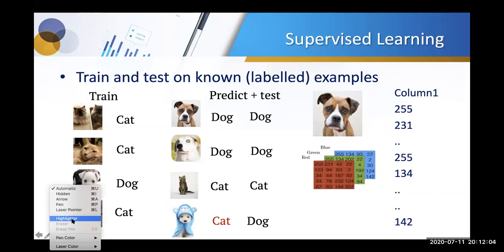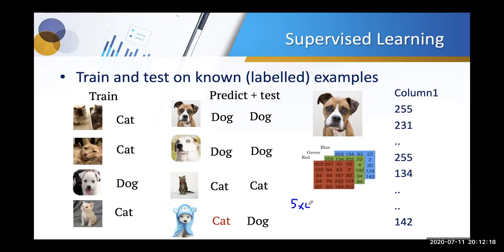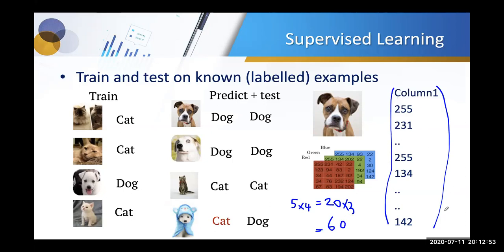So for example, if we had a 5 by 4 image, we have 5 rows and 4 columns. So each of these matrices is 5 by 4, and each of the matrices has 20 elements. And when we flatten it, we will have 20 times 3, so we end up with 60. This vector will have a length of 60. Okay.